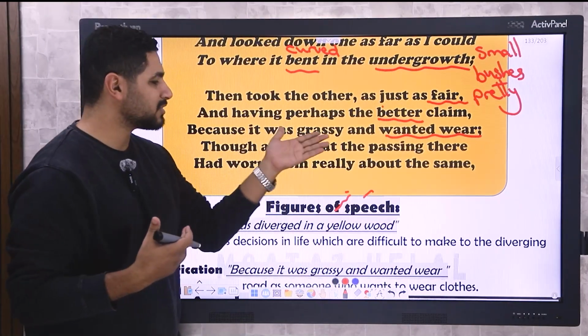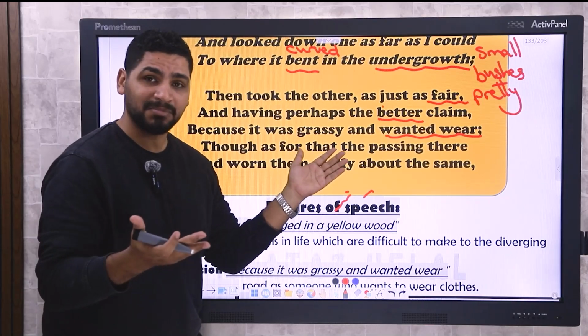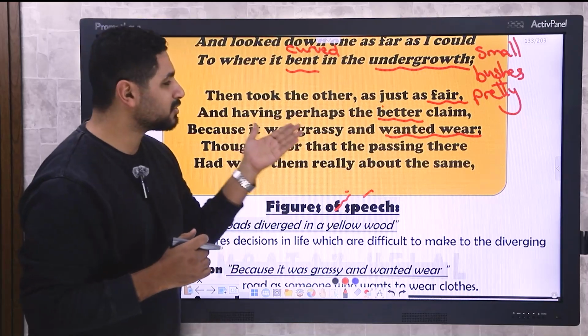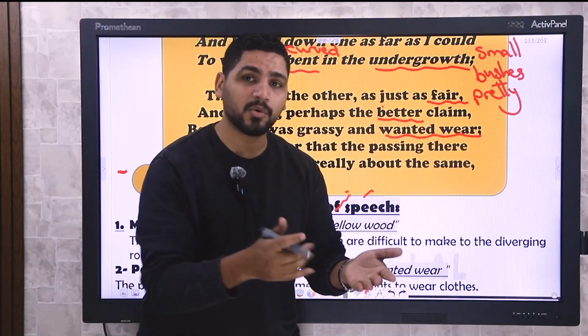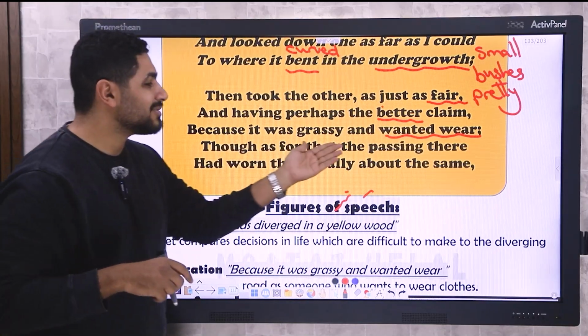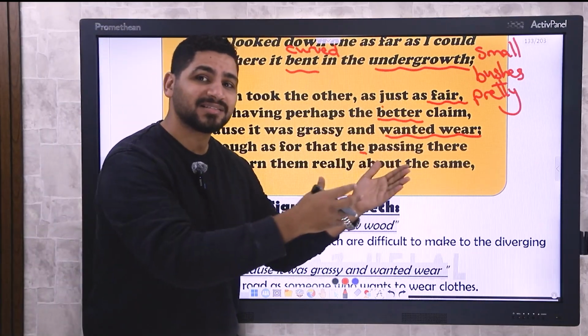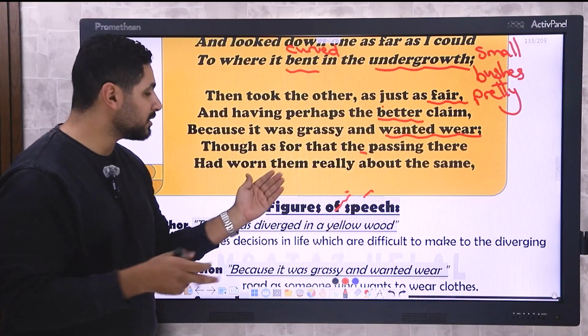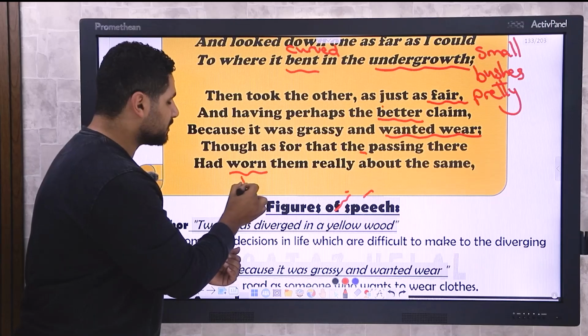He took the other road because it was grassy, it had more grass. It means that fewer people used it, but he decided to take it. Because it was grassy and wanted wear. The other road wanted to be walked on. Though as for the passing there, for people who passed there, people who took both roads, had worn them. Worn here means taken them.